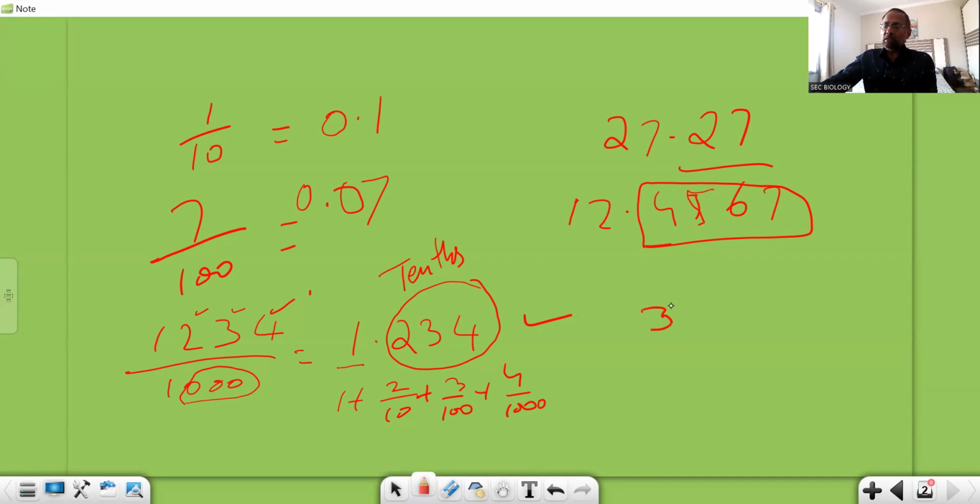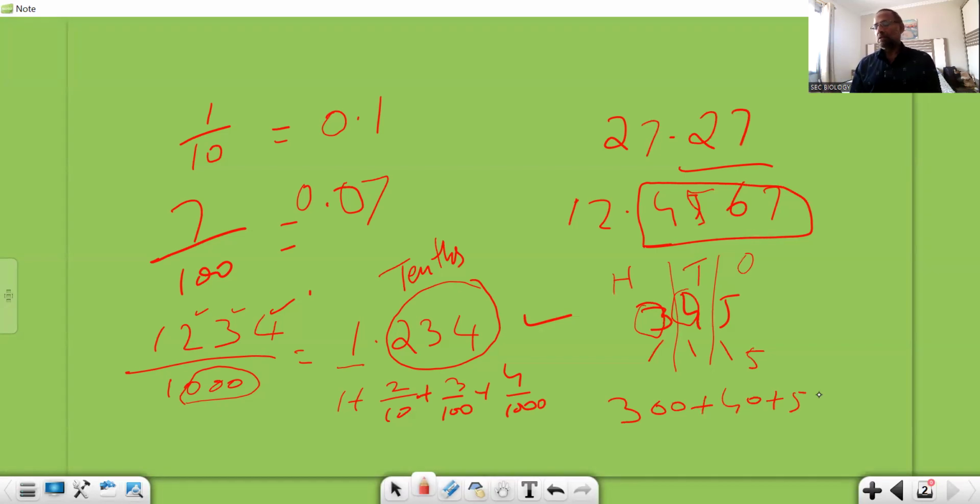If you are writing a number 345, you know very well that 5 is ones, 4 is tens, and 3 is hundreds. That means 3 into 100 plus 40 plus 5. Exactly, 345 means 300 plus 40 plus 5. Now suppose I am writing here 345.67. What is this? This is a decimal number.